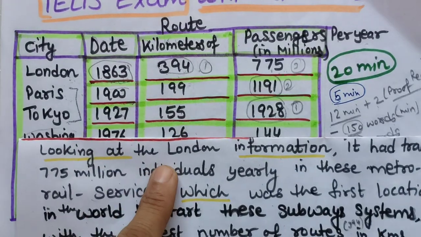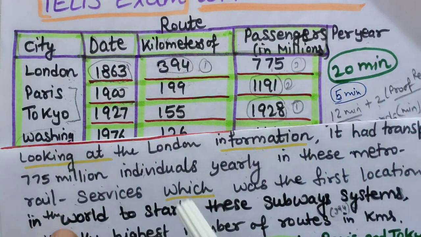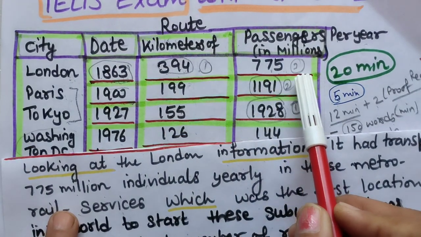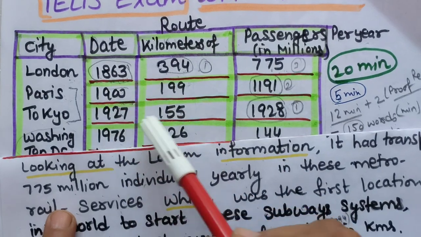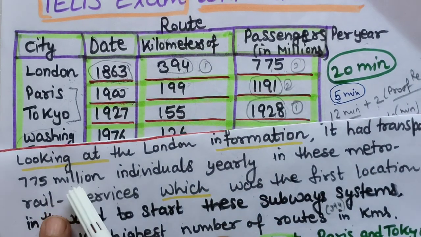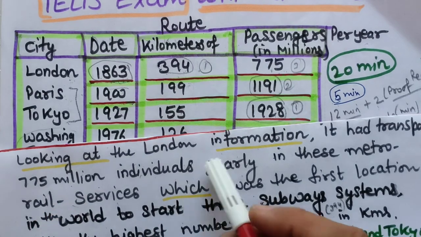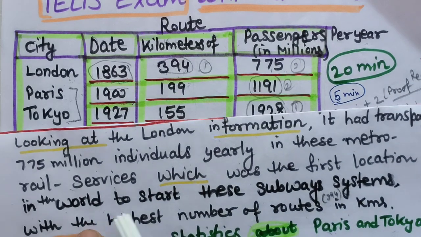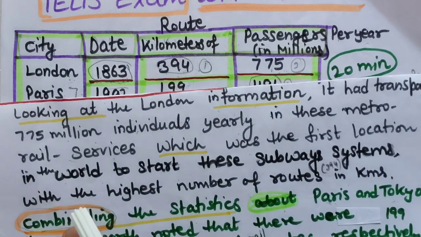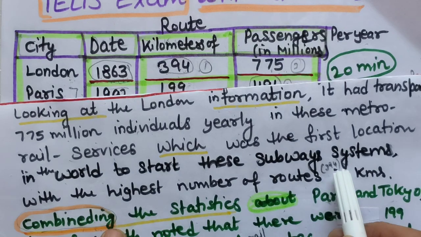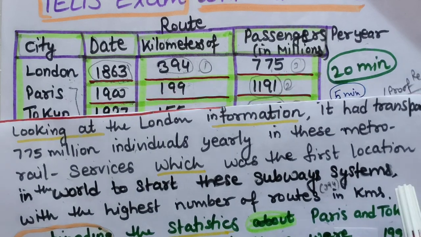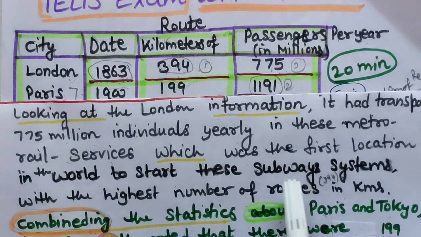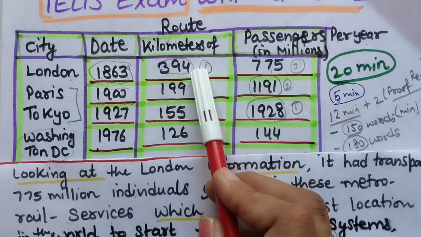Looking at the London information, this is how I have started. It had transported 775, because it is the oldest we have discussed overall. So that's why I have started with this. It had transported 775 million individuals yearly in these metro rail services, which was the first location in the world to start subway systems, with the highest number of routes at 394, in brackets I have written kilometers. In one sentence, and you just note down the sentence structure also. So in one sentence I have explained this, this, and this.